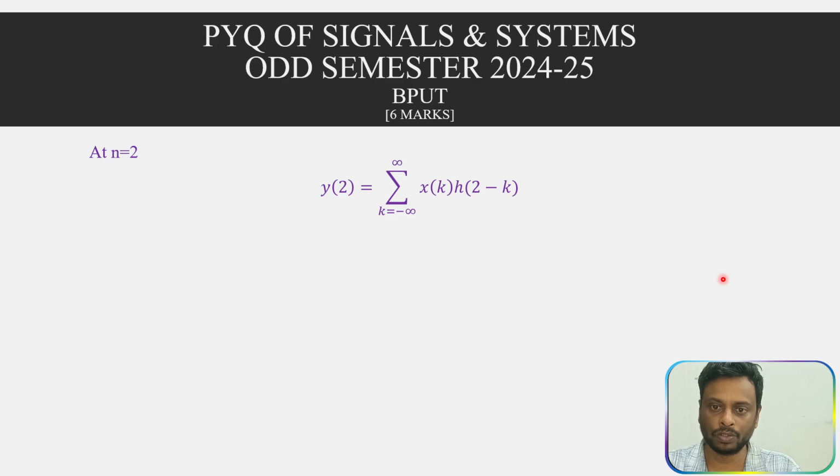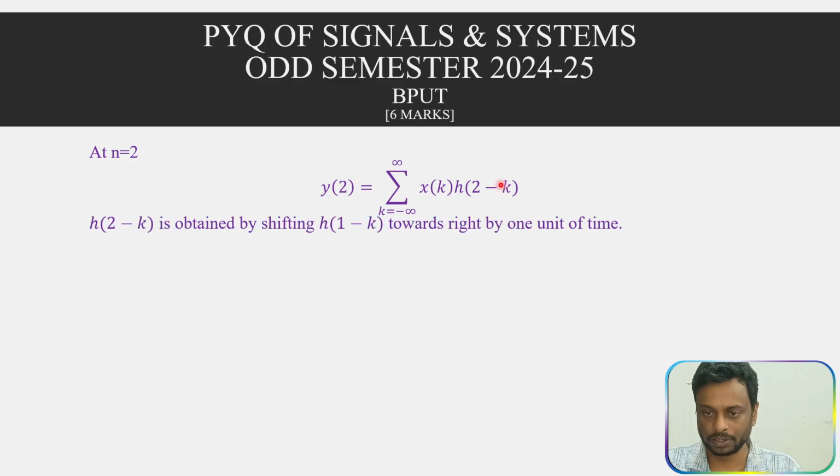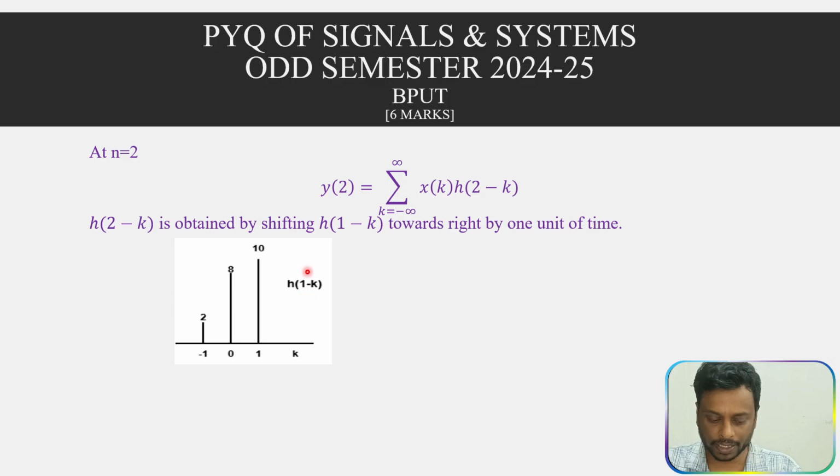So at n equal to 2, y of 2 equals the summation over k from minus infinity to plus infinity of x of k, h of 2 minus k. So h of 2 minus k is obtained by shifting h of 1 minus k towards the right by 1 unit of time. So this is our h of 1 minus k. Let us shift this towards the right by 1 unit. So this will be 0, 1 and 2.